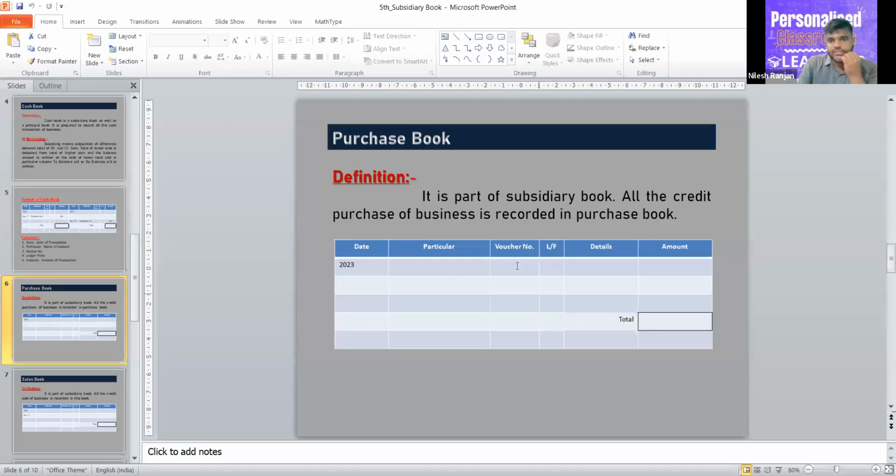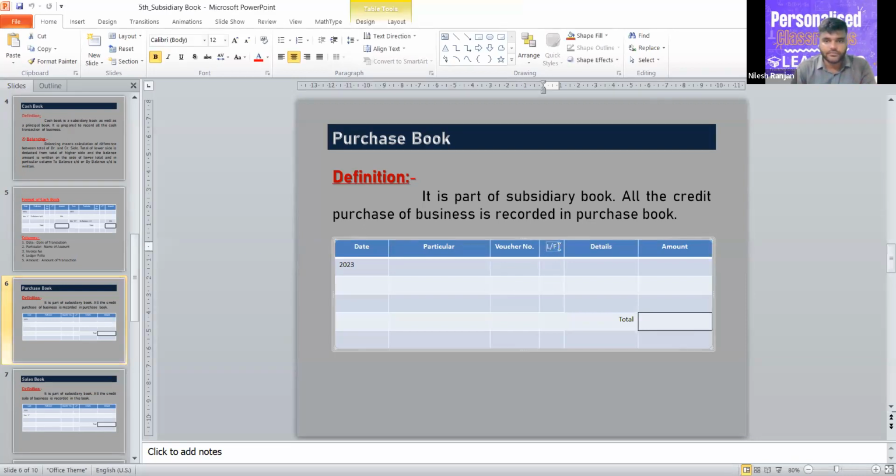After that, there is voucher number. So when we purchase goods from someone, they will issue us a bill, an invoice, okay? And there will be a number mentioned on that invoice. So we will write that invoice number or voucher number in this voucher number column. After that, LF. LF is ledger folio, meaning when we prepare the ledger, the page number of the ledger prepared from this book, the purchase book, will be written in this column.